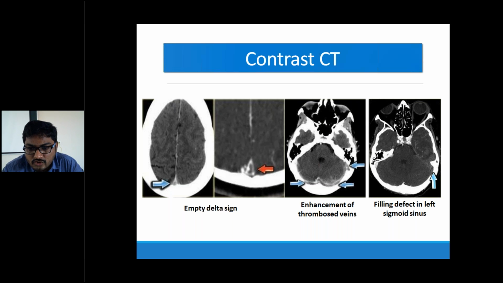Which sinus is most common for thrombosis? Previously, I have shown you the slide. Which sinus? Sagittal. Superior sagittal sinus, yes.